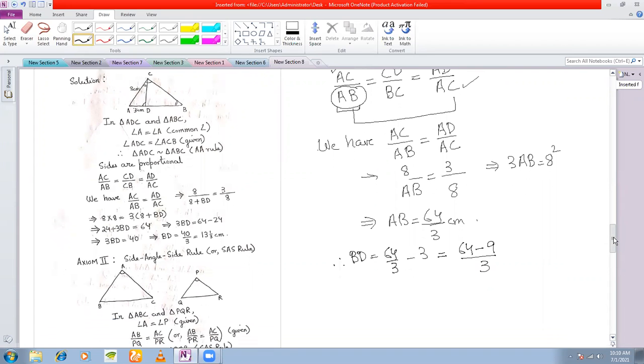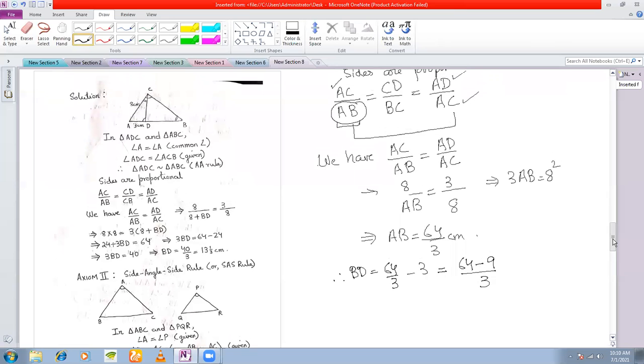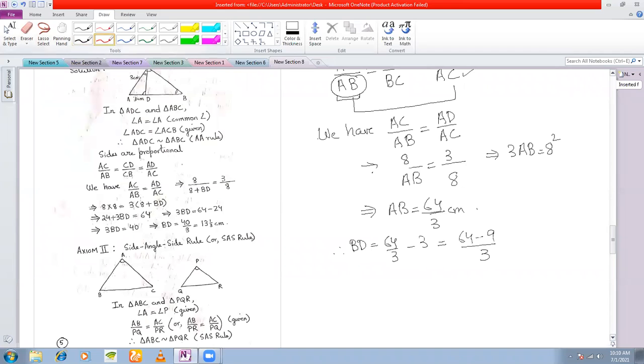AC is 8. AD is 3, no? Okay. So here I think I have made a mistake here. This should be 3, okay? In the notes, just check here in the notes. This should be 3 because AD here is 3 centimeter given. And I have written this as 8. Fine. So this is 64 minus 9, which is 55 divided by 3.